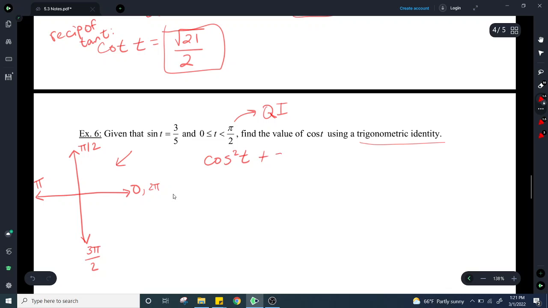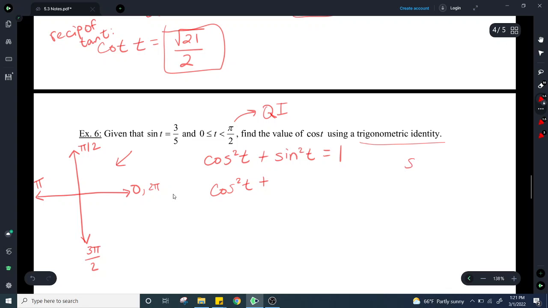Cosine squared t plus sine squared t equals 1. All right, so sine is 3 over 5. So I'm going to replace the sine expression with 3 over 5. And make sure you see what's going on.